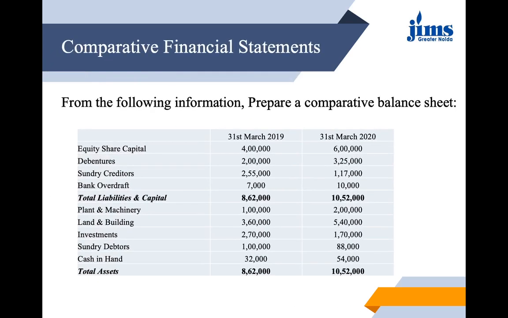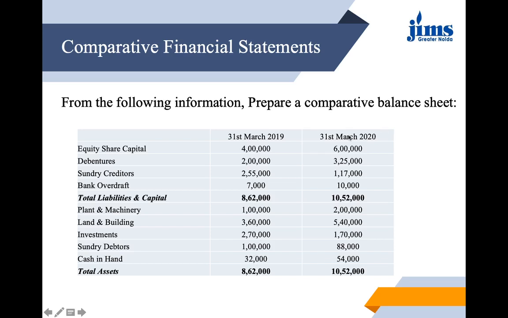I have taken a question here out for you. From this following information, you need to prepare a comparative balance sheet. You can see the question. I have given you four liabilities only for this particular year ending 31st March 2019. All five values are given to you, and the total of liabilities is also given to you as 8,62,000. Same ways I have given five assets also, and their total is given to you. Right? This is the balance sheet of the year 2019 given to us in the question.